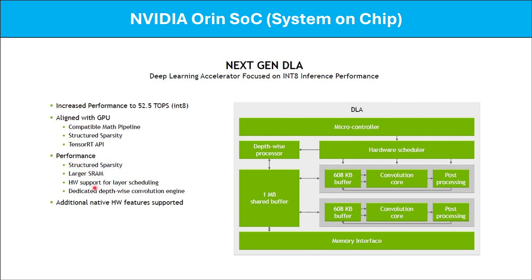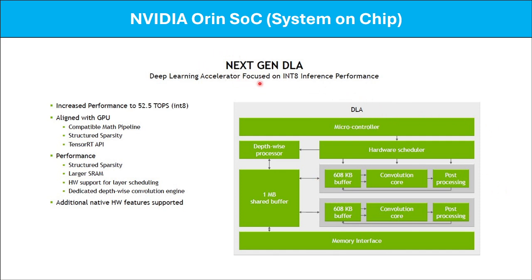Larger SRAM. Hardware support for layer scheduling, dedicated depth-wise convolution engine. When we see convolution, we can conclude that this is doing some work for, maybe, the application of convolutional neural networks, but we will see. But this is very indicative that it has some kind of dedicated part for that. Additional native hardware features supported. It's pretty much unclear, but we will see later in detail.